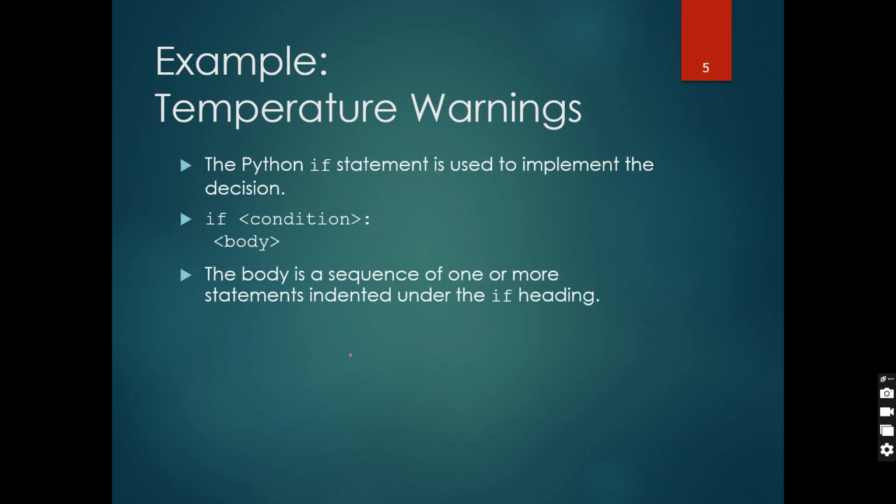So how is the Python if statement written? If condition. If there is a condition, then the body is going to be executed. The body is a sequence of one or more statements indented under the if condition. So there may be hundreds of statements under the if. If this condition is true, then only that body will be executed. If it is false, then some other statement will be executed.